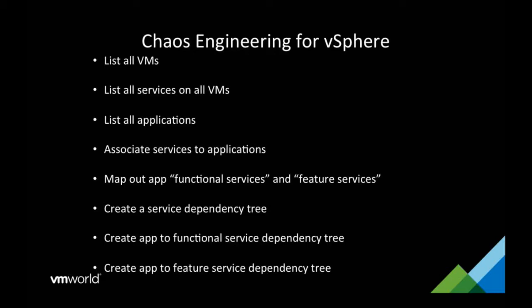You would want to list all the different VMs that you have in your environment, list all the services on all the VMs, then you list all the applications that you have in your environment, and then associate the services to the applications. And then you map out functional services versus feature services. If you were to look at an application and if parts of it can fail, but the rest of it, the core, is still working, then the parts that fail, that are non-critical, those are what are deemed as feature services. Core services or functional services are the things that are required in order to keep things running and moving along.